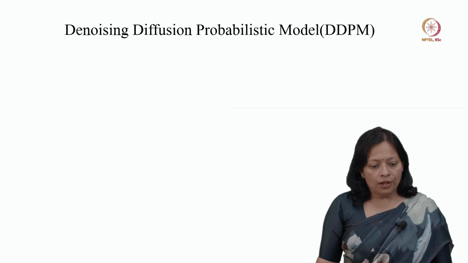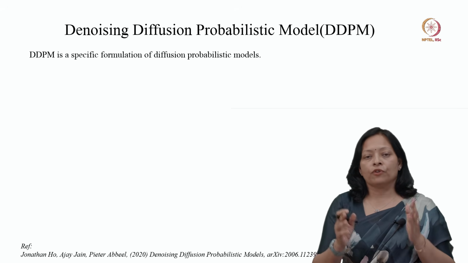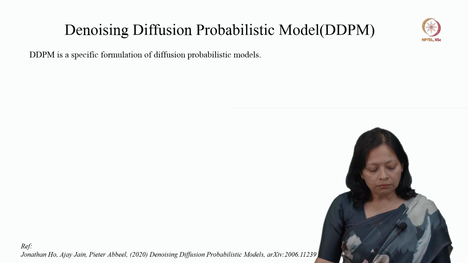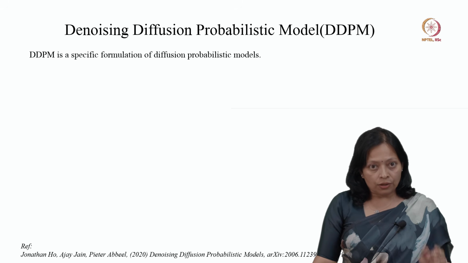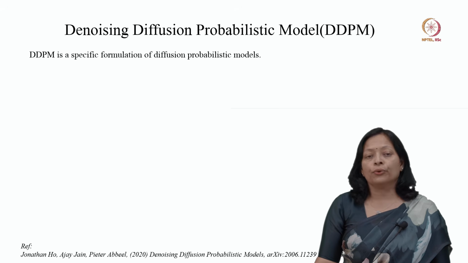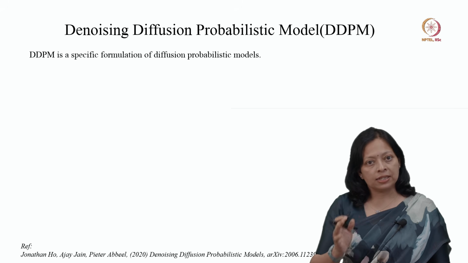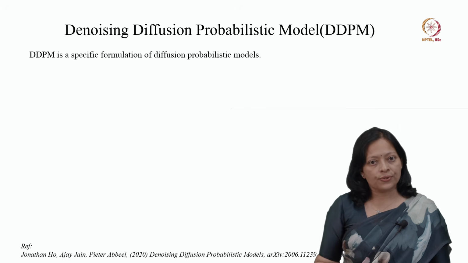Okay. So, the denoising diffusion probabilistic model, or we call it DDPM, is a specific formulation of the diffusion probabilistic model. It came into picture through the paper Denoising Diffusion Probabilistic Models by Jonathan Ho and the team from UC Berkeley in 2020. So, we will see what this DDPM is and how the forward process happens in this DDPM.